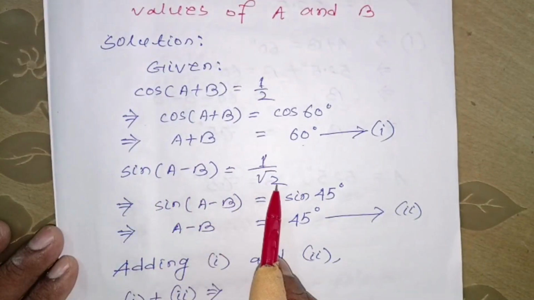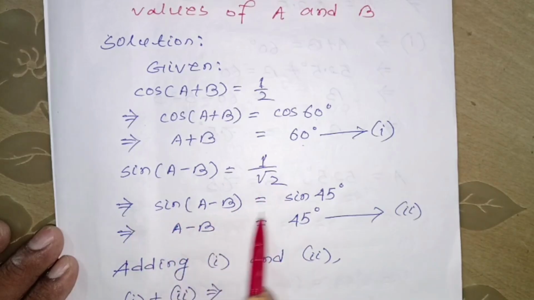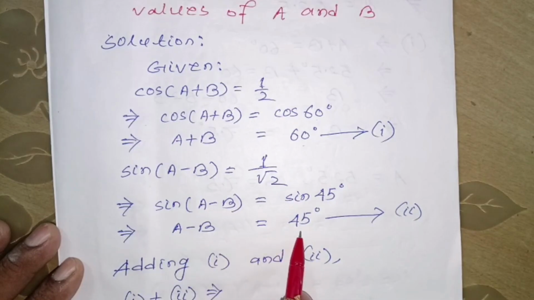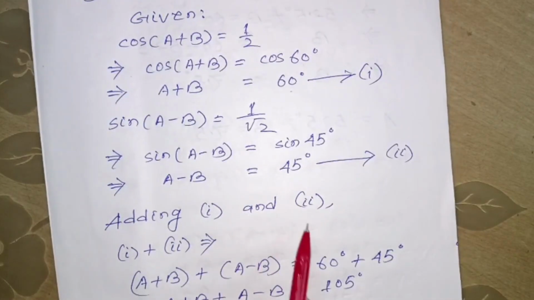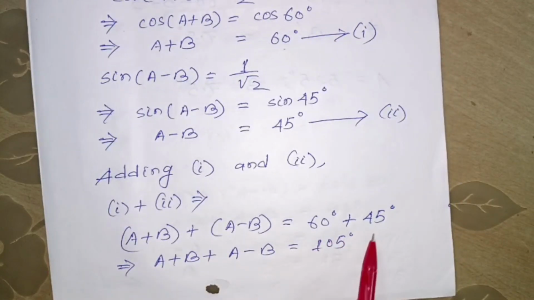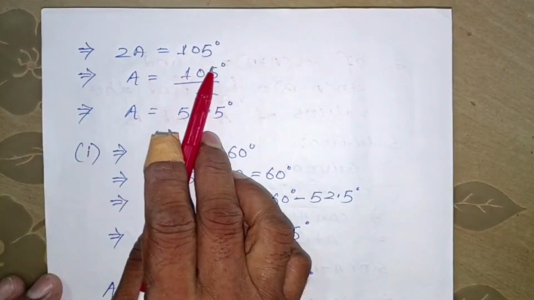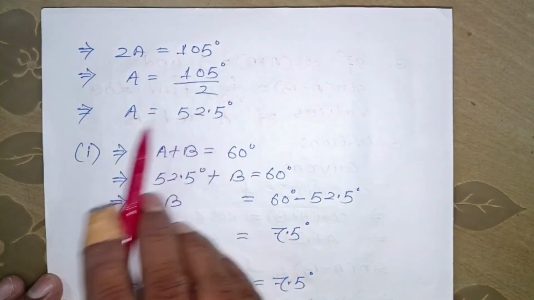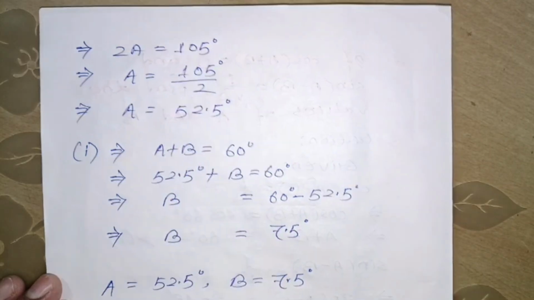Again, sin(a - b) = 1/root 2 implies sin(a - b) = sin 45 degree. Since the value of sin 45 degree equals 1/root 2, that is a - b = 45 degree. This is equation number 2. Adding equation 1 and 2, a + b + a - b = 60 degree + 45 degree. It implies a + b + a - b = 105 degree. Implies 2a = 105 degree. Since b and b cancel, a = 105 degree divided by 2, that is a = 52.5 degree.